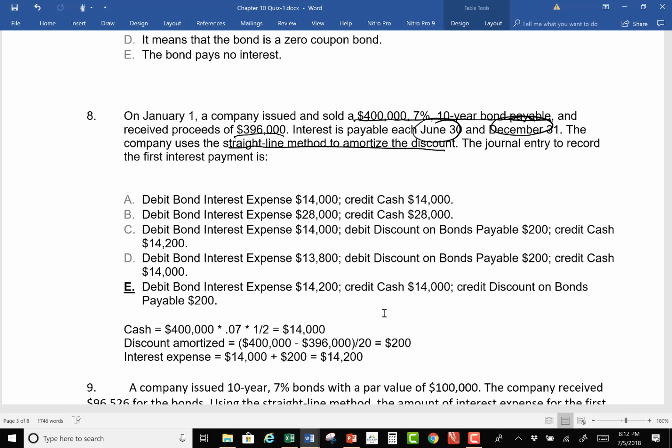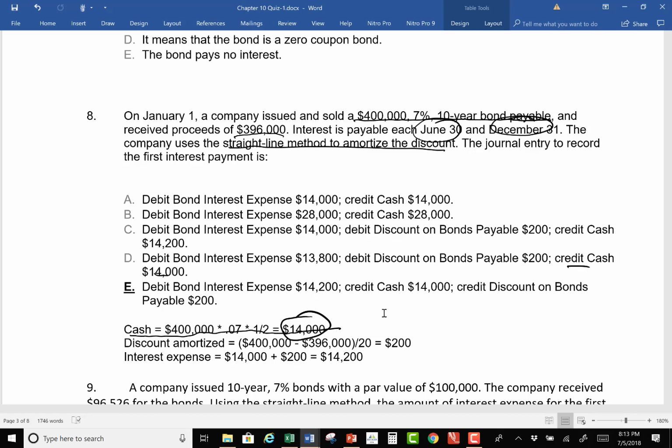Okay, and so what happens? We figure out the cash interest is $400,000 times 0.07, and it's times 1/2 because it's a semi-annual bond, isn't it? So this is like your buddy $50,000, but now it's $14,000. That's going to be paid out every 6 months. Okay, so we know right out of the gate that we're going to credit cash for $14,000. Now the test wasn't that nice to us, and then they gave us a few options in which there's credit to cash at $14,000. So we still have some way to go to see what the answer to this is, right?